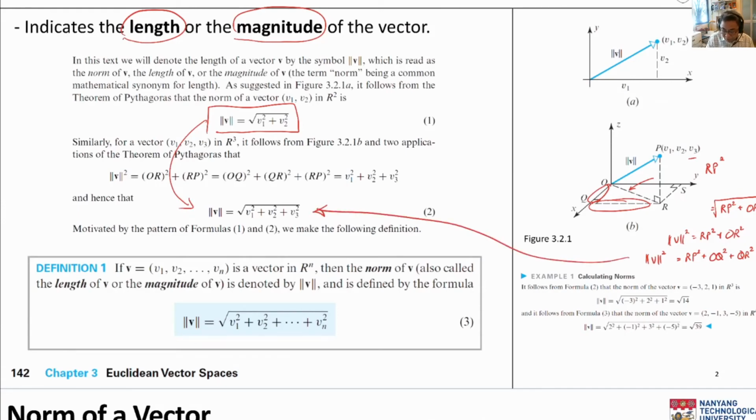Now, motivated by the pattern from the first equation and the second equation, for Rn, the norm of v in Rn is represented by this equation here, which is taking the square root of the sum of all the entries squared.